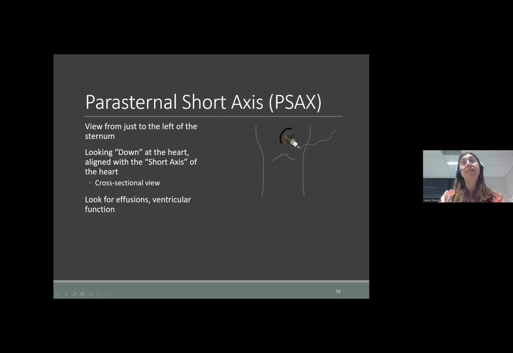Parasternal short axis, as I said, is 90 degrees from the long axis. So this is in the short axis of the heart, which is cross-sectional to that parasternal long axis. It is acquired just left of the sternum. And again, we're looking for effusions and ventricular function.